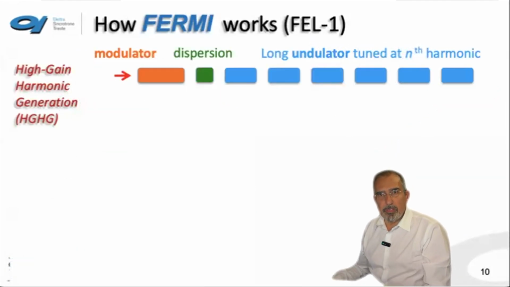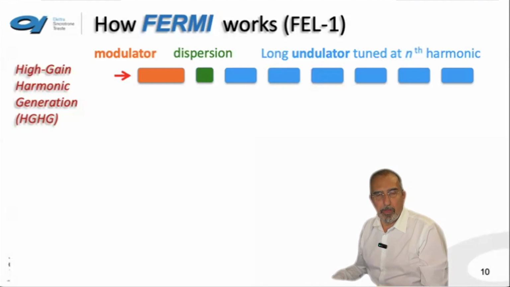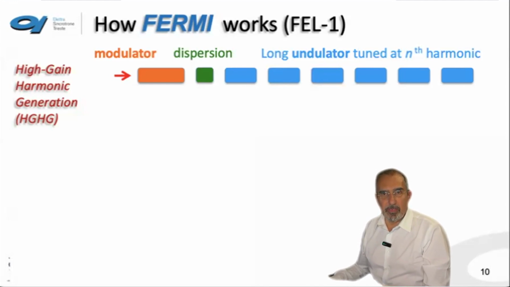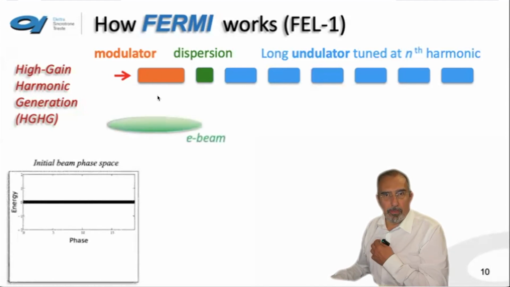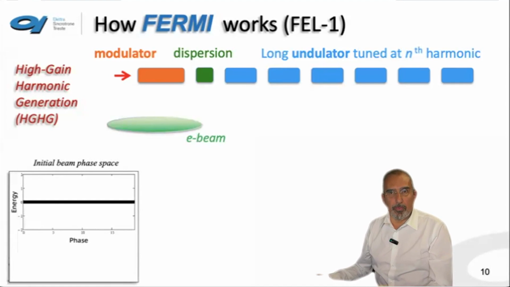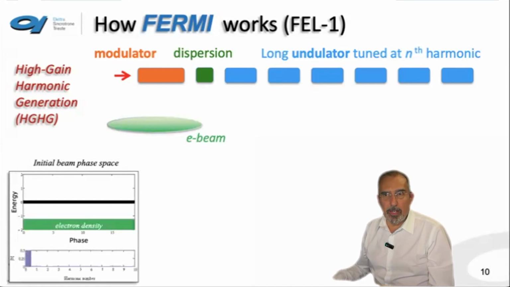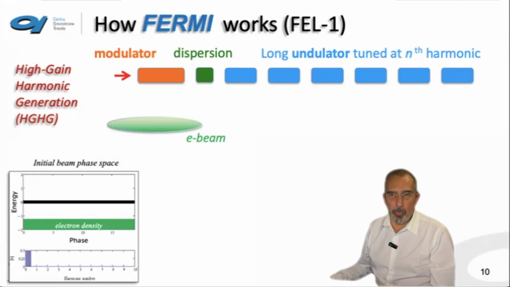Let's see how the synchronization process works at FERMI. FERMI is a seeded free electron laser. The scheme is called high-gain harmonic generation. At first, the beam is injected in a special undulator called the modulator. This plot represents the beam phase space at the entrance of the modulator, the energy on the vertical axis, and the phase, which is the longitudinal position, on the horizontal axis. The green area represents the longitudinal electron density. The beam has a uniform distribution when it is injected in the modulator.